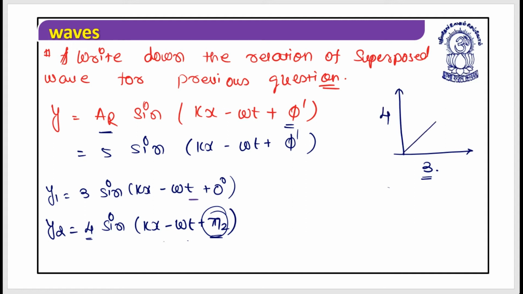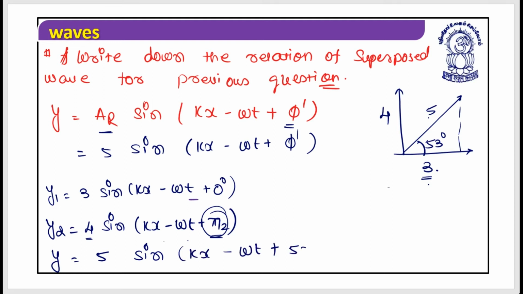The resultant of these two is 5. So I want to measure this angle. Now we understood this is 5, this is 3. It is 53 degree. Yes. So the resulting wave will be 5 sine kx minus omega t plus 53 degree. That's it. You did it. Great job. I hope this is clear.